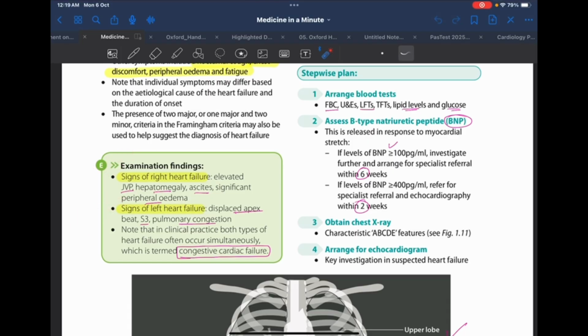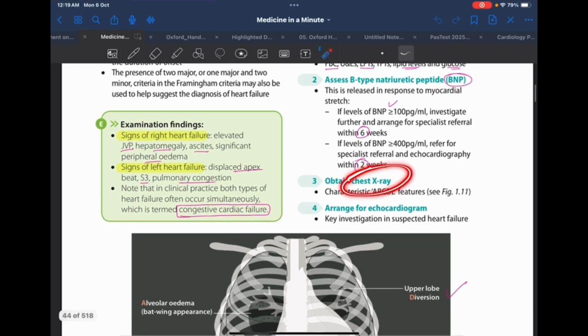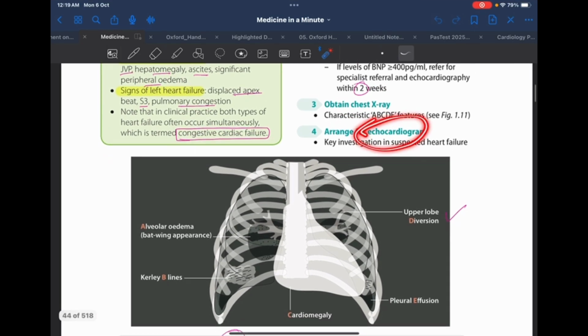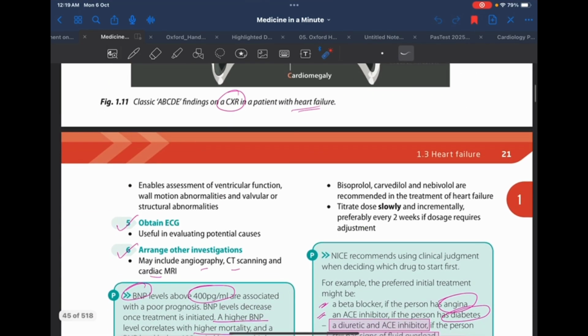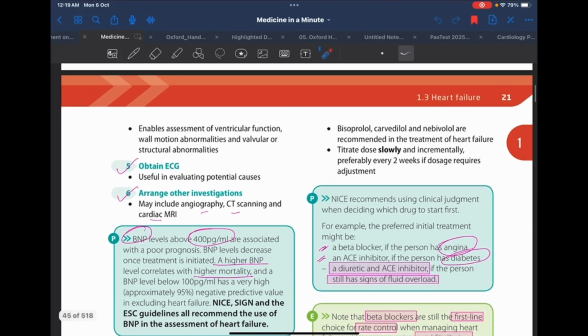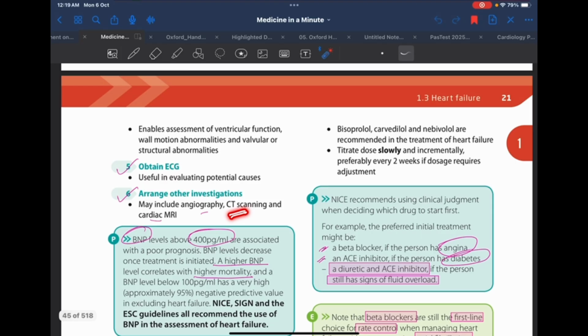If you see these signs in your patient, what investigation will you give? You can do lipid profile, B-type natriuretic peptide, chest X-ray, echocardiogram, ECG, and in further evaluation you can also give CT scan and cardiac MRI.